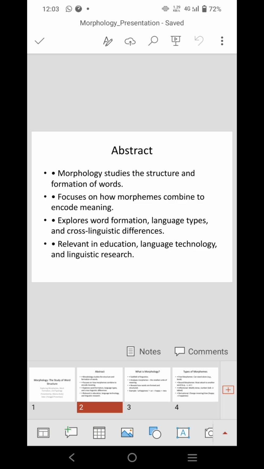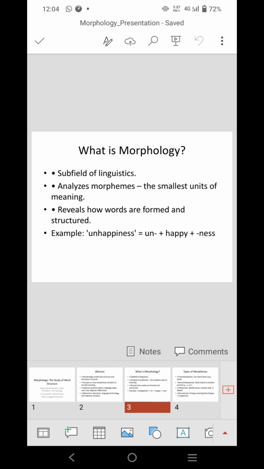The first slide is the abstract. Morphology studies the structures and formation of words. Morphology focuses on how morphemes combine to encode meaning and explores word formation, language types, and cross-linguistic differences, and is relevant in education, language technology, and linguistic research. And the next is: what is morphology?